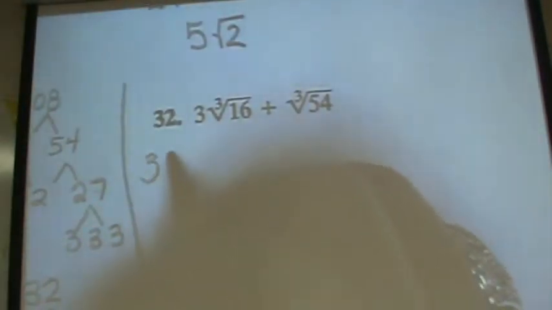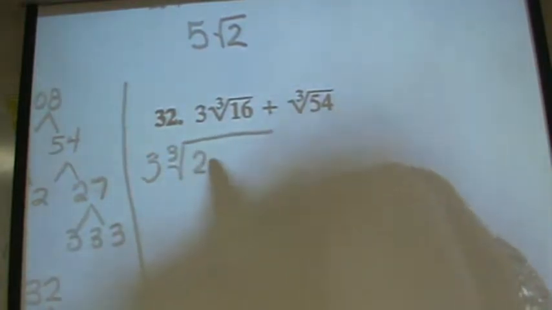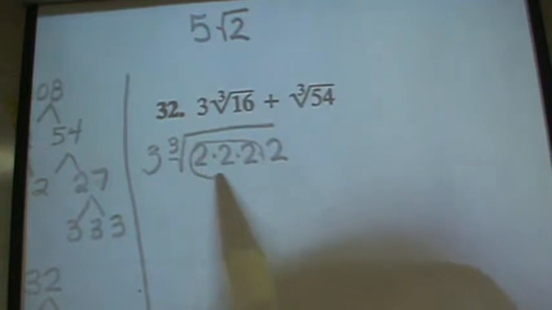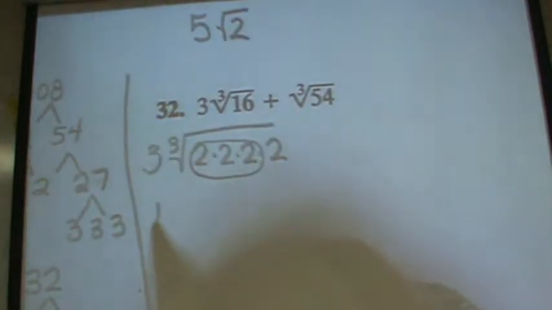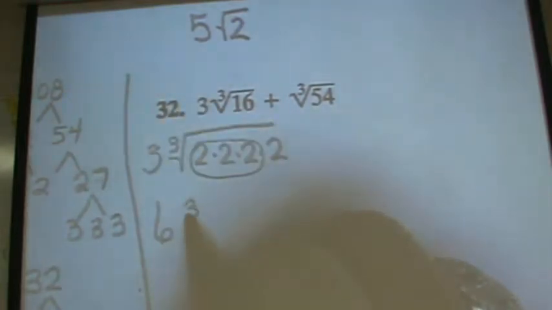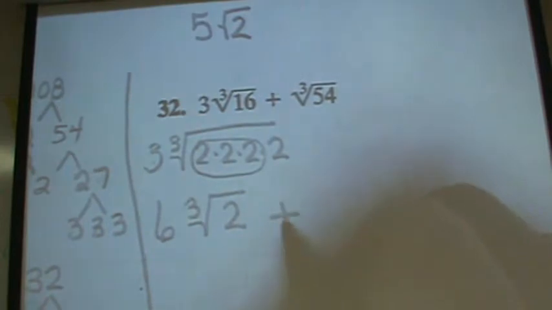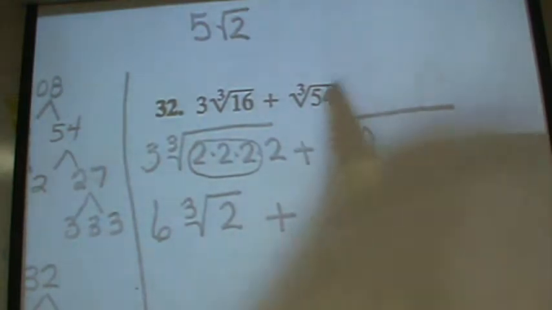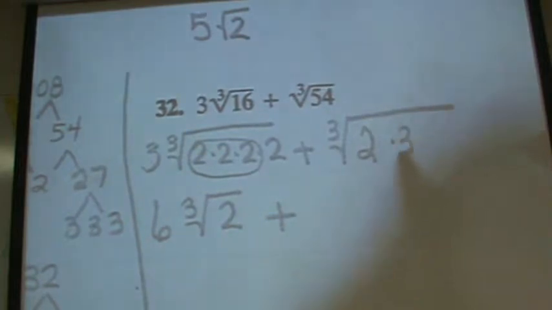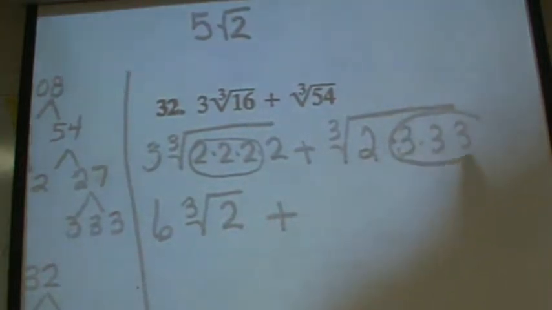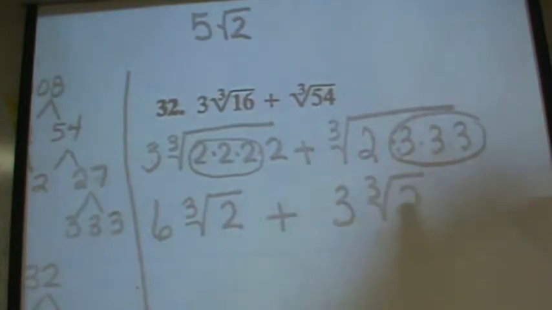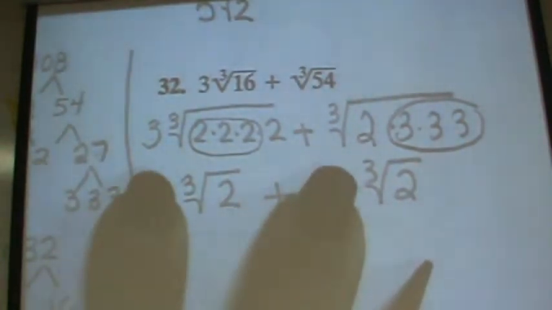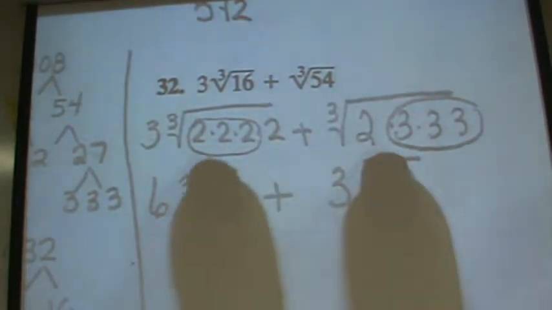So you've got 3 times the cube root of 16. 16 is 2, times 2 is 4, times 2 is 8, times 2 is 16. We're going to take these 3 2's, multiply it with that 3, so you get 6. 3 times 2 is 6, times the cube root of 2, plus, and then 54. 54, you're just going to start getting good at this. So 2 times 27 is 54, and 27 is 3, 3, 3. So there, I'm going to take those out. So now you should see that those are identical. So I'm going to add only those two, 6 and 3.